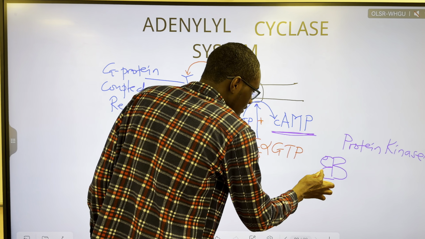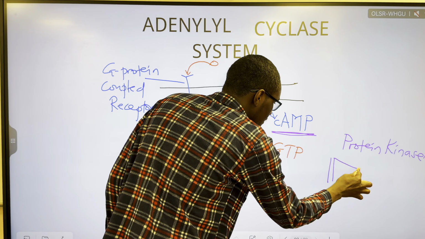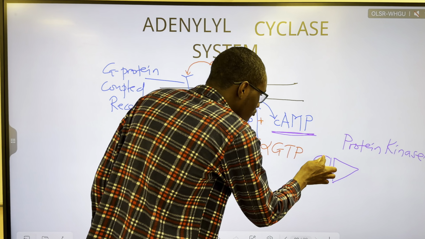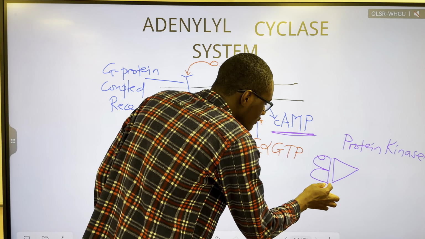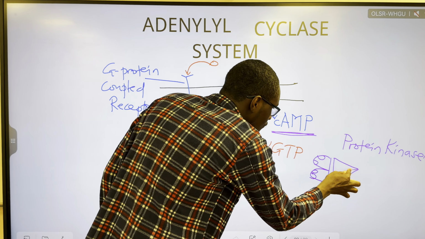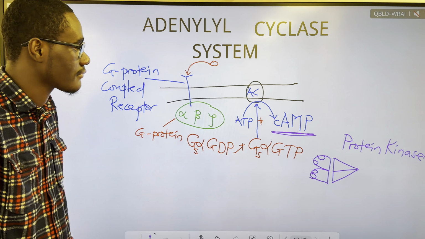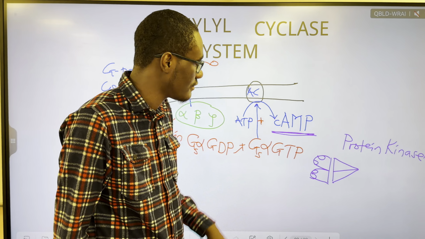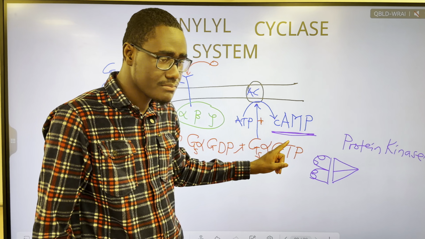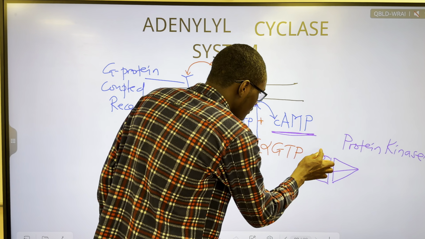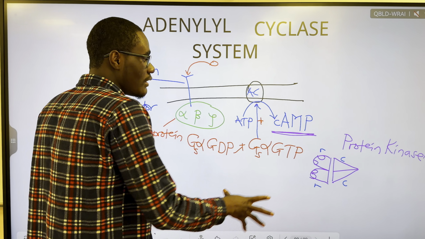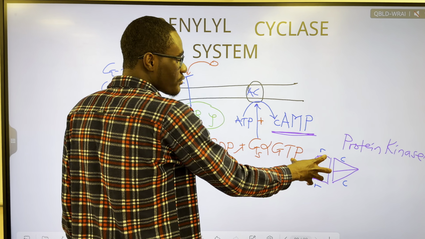Let's represent it in a better way. We have the regulatory sites: two regulatory sites and two catalytic sites of protein kinase A. So we have the two R, which are regulatory sites, and these are catalytic sites. This is the inactive form of protein kinase A.